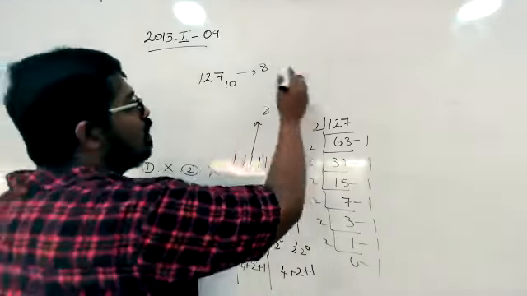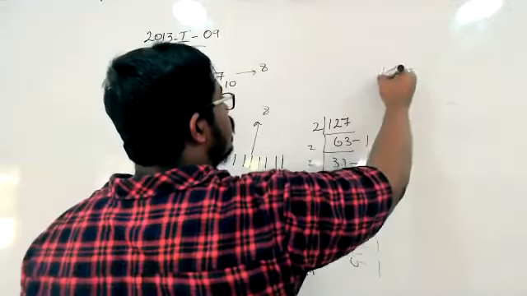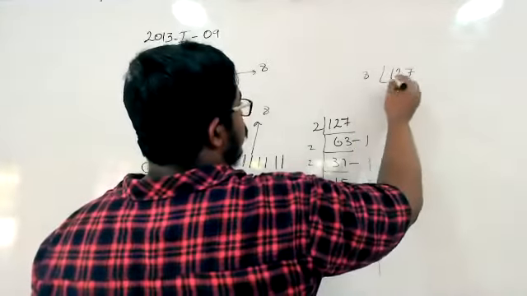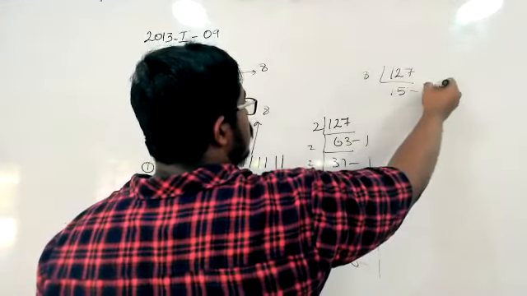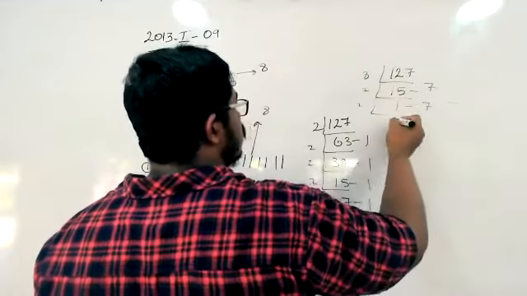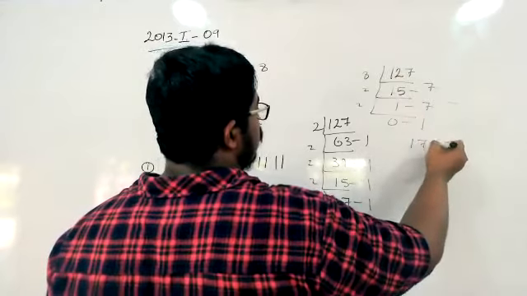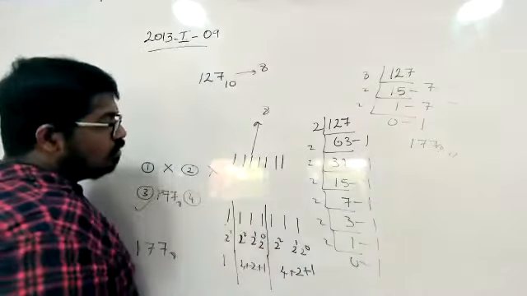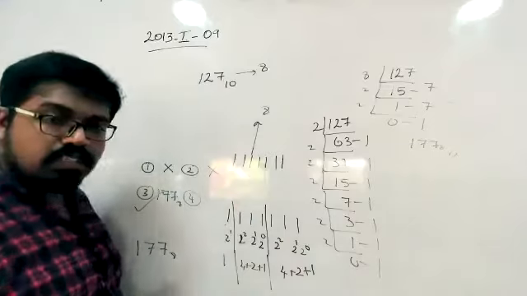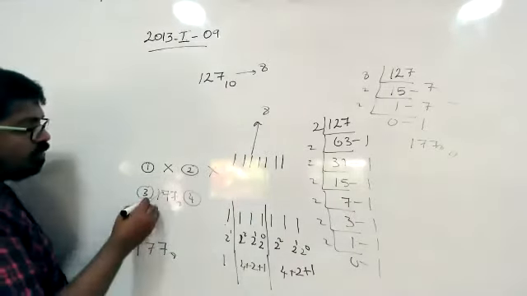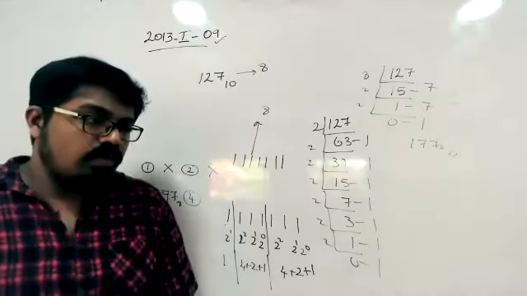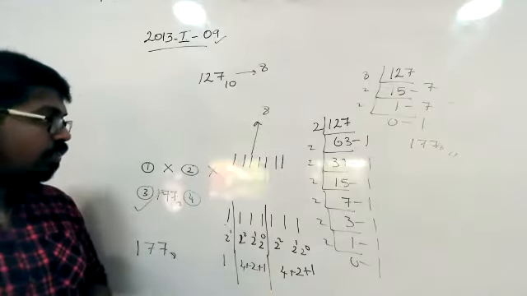Or otherwise, you can divide 127 by 8 and determine. Right? So here 15 times, the balance will be 7. Then 1 time, balance will be 7. Then 0, 1. So 1, 7, 7, base 8. So you can perform this or this option. Whatever it is, that is fine. So the third answer option is right, which is 2013 paper, question number 9.